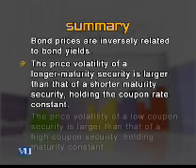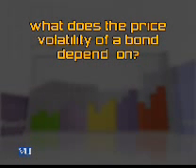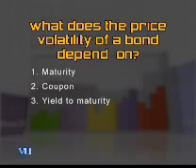Humne ye bhi summarize kiya ki price volatility of a low coupon security is larger than that of a high coupon security. We also discussed ki price volatility of a bond kis cheez pe depend karti hai. Teen cheeze thi. Number one, maturity thi, dusra coupon tha, aur teesra yield to maturity. In teen factors ke upar price volatility of a bond depend karti hai. The coupon rate, the maturity and the yield to maturity.